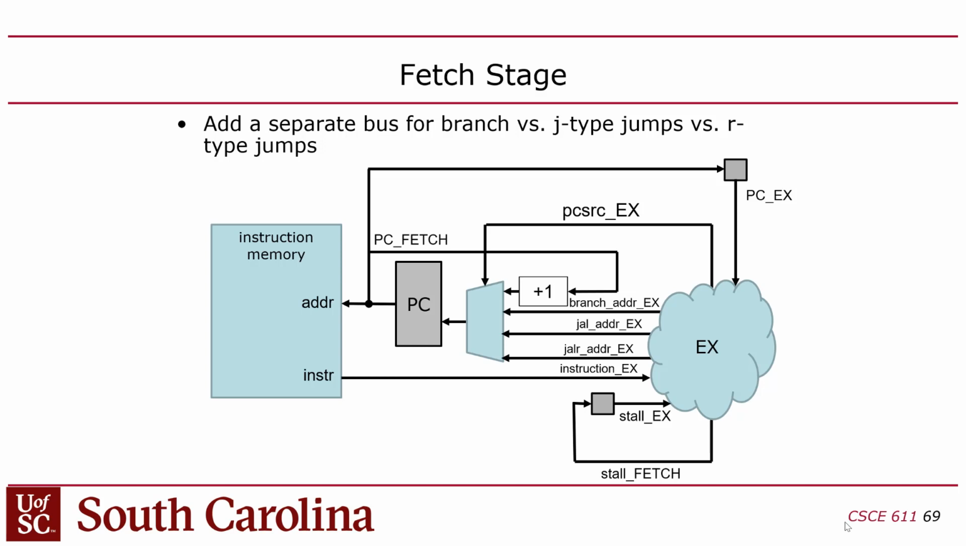Okay, I'm going to get to stall in a second here. Just one other question. Yeah. What if we have on the PC fetch some instruction, and it's in the execute stage, but we shouldn't execute it because it's a branch instruction? Right, that's what the stall is. Yeah, so I'm going to get to that.